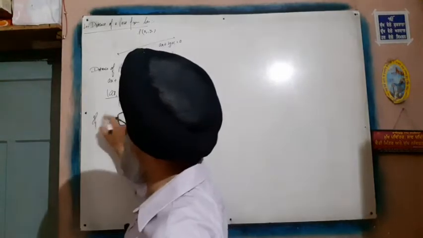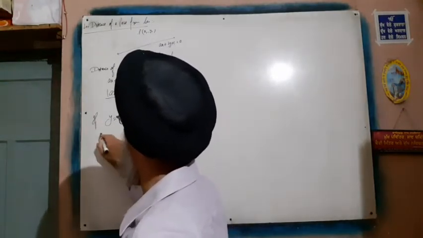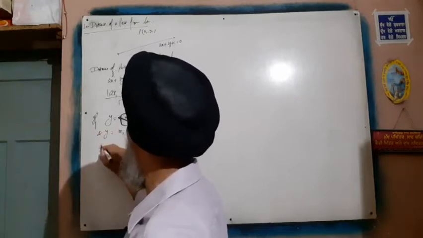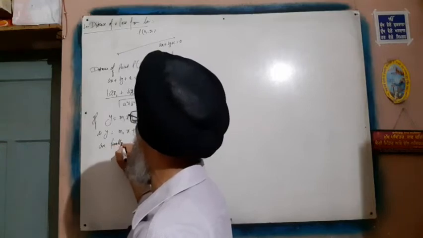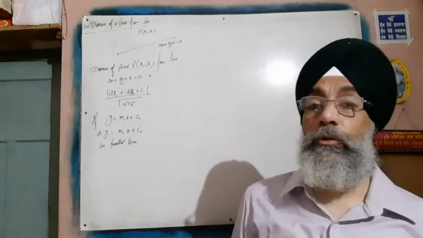So if y is equal to m1x plus c1 and y is equal to m1x plus c2 are parallel lines. Why am I saying they are parallel lines? Because they have the same slope. Lines which have the same slope are parallel lines.